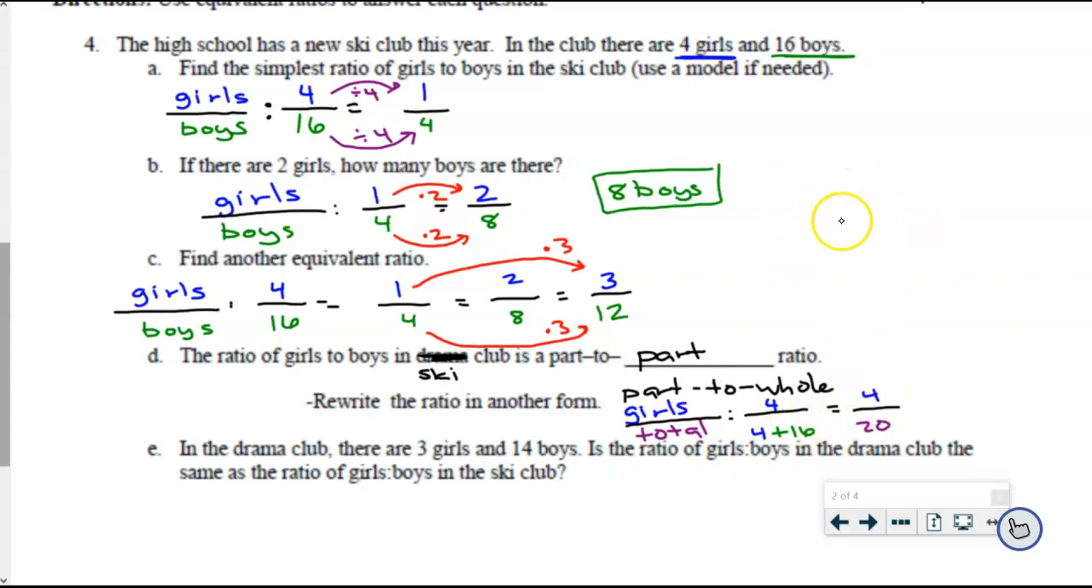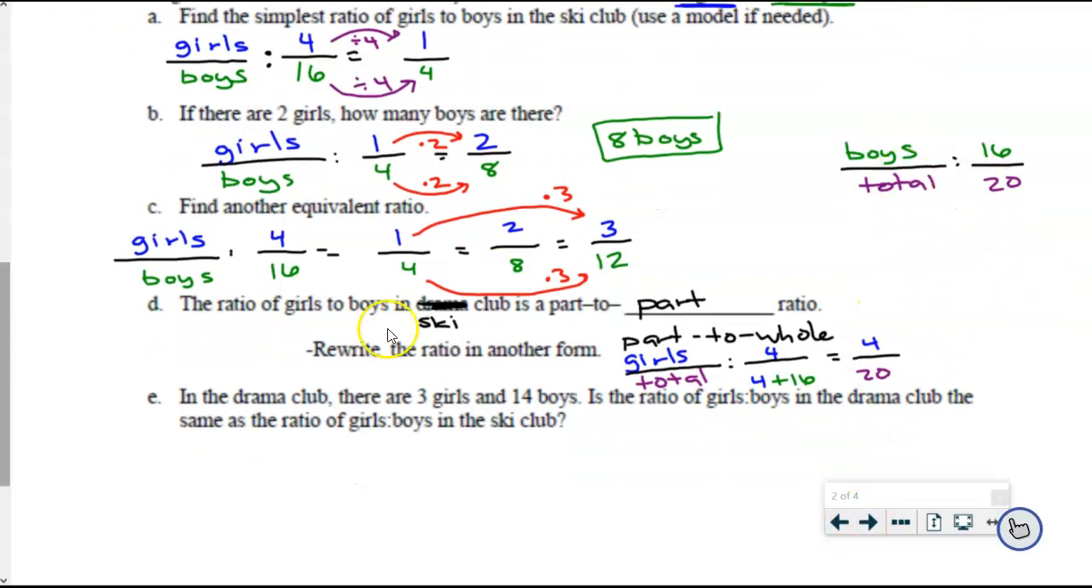No, I'm out of space, so I'm going to do it up here. We also could have written the number of boys to the total. We already know what the total is from adding it previously. 4 plus 16 is 20. But this time, if this is the direction I decided to go, then that would be 16 to 20. 16 boys to 20 total people. And again, part to whole ratios are true fractions.